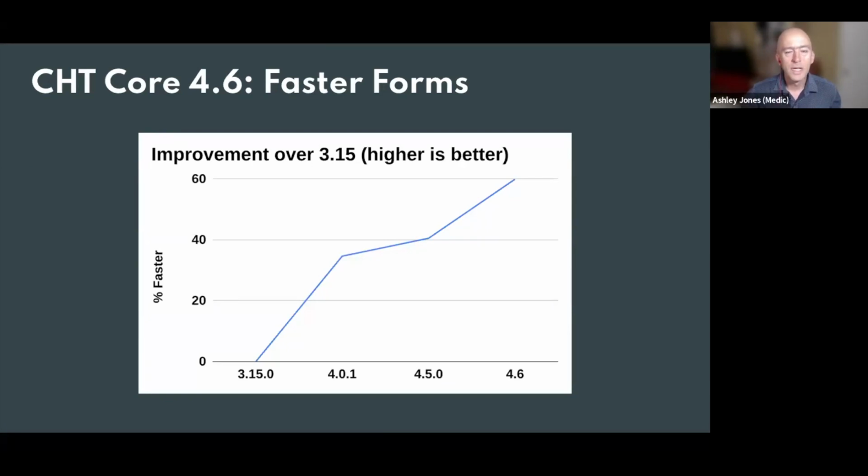The first one is how much faster forms can be now. This mainly is focused on forms with complex calculations, and you can see here that over a 315 installation, running 4x can be up to 60% faster. There are also gains for 4.0 and 4.5. We saw the highest gain from the 3x branch.